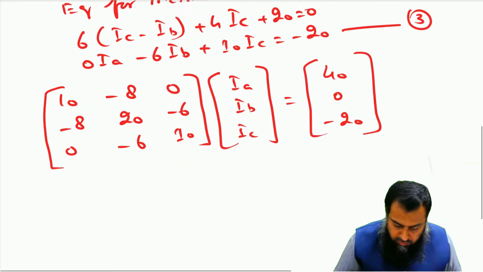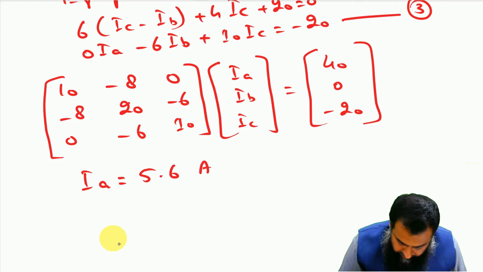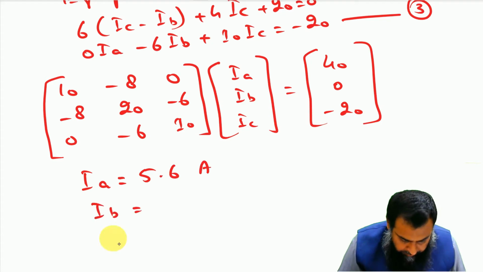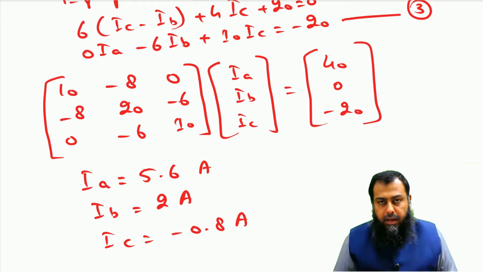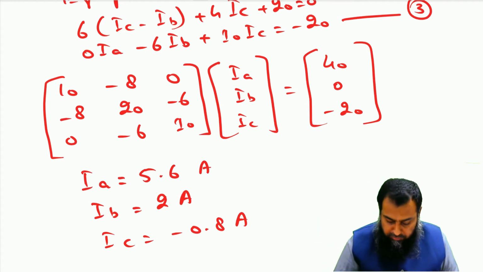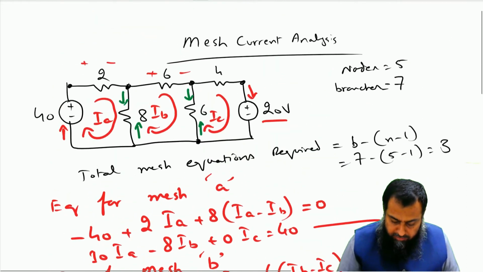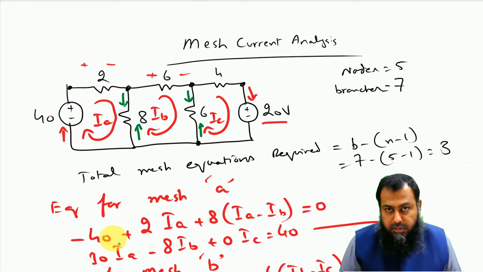Now this is quite a normal equation for engineering students, so we can solve it. Solving it, IA equals 5.6 ampere, IB equals 2 ampere, and IC equals minus 0.8 ampere. Earlier we said that a mesh current may or may not be the actual current flowing through those elements. Here, the value of IA is the same for this 40 volt source as well as for this 2 ohm resistance.